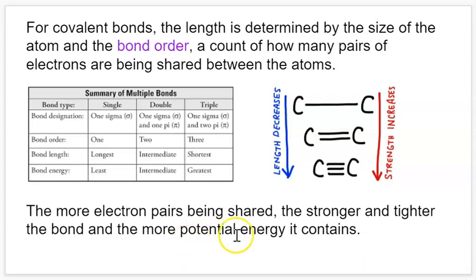The more electron pairs being shared, the stronger and tighter the bond will be, and the more potential energy it contains. And what I mean by potential energy in this case is how much energy you're going to need to put in to pull them apart, how much energy you're going to need to break those bonds.